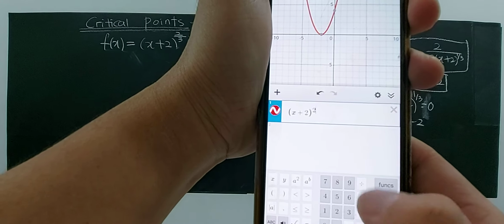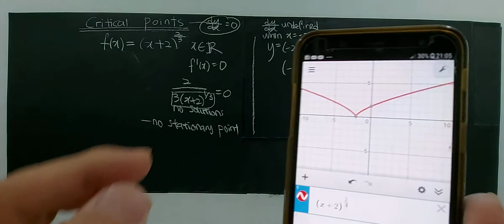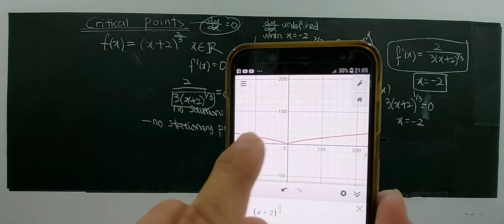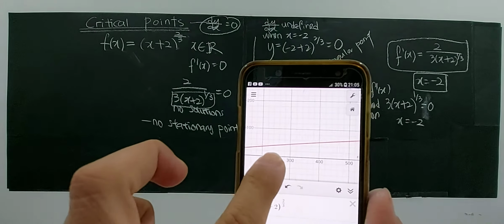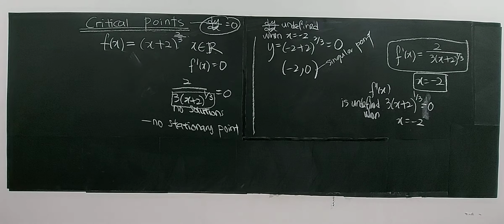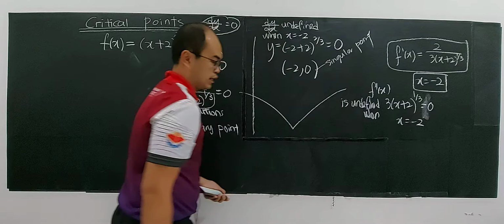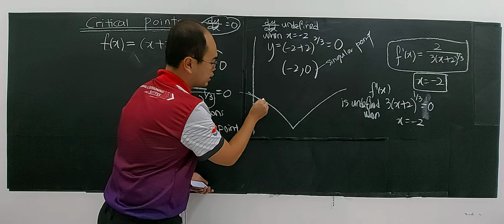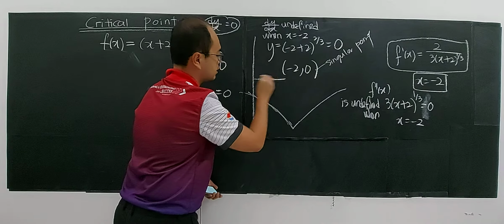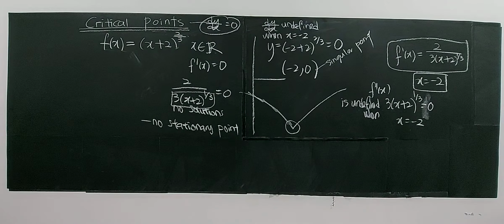If you look at this graph, I try to zoom far. You can see that there is no stationary point here. What is a stationary point? If you look at the graph in Desmos, it looks just like a bird. There is no stationary point, meaning the gradient is never parallel to the x-axis. But there is one critical point where dy/dx is undefined.